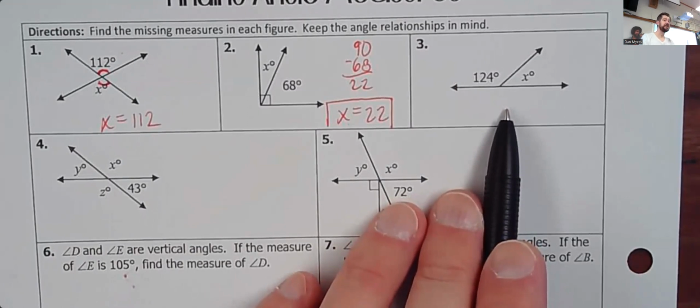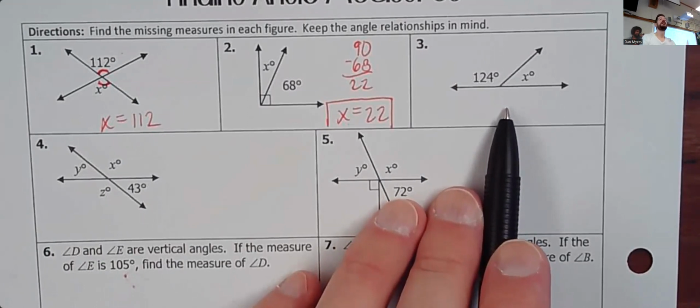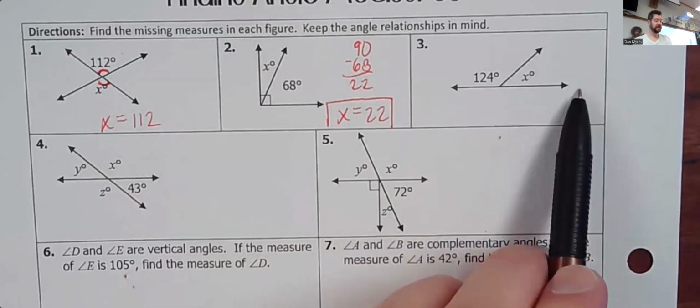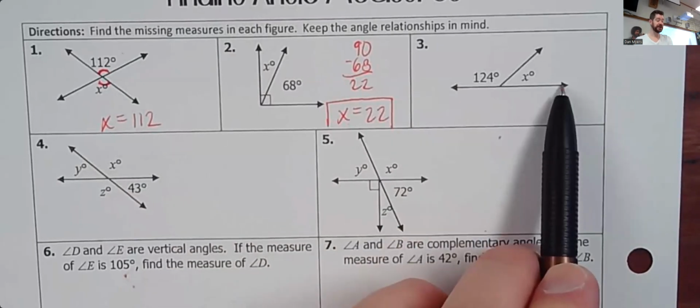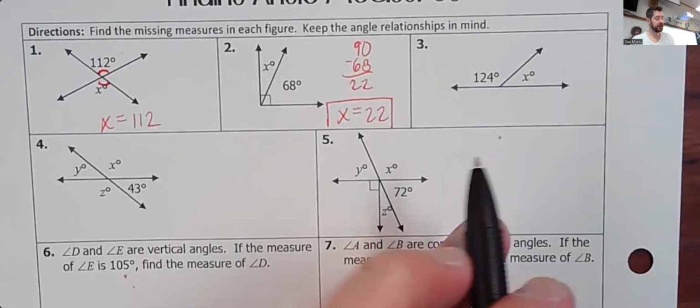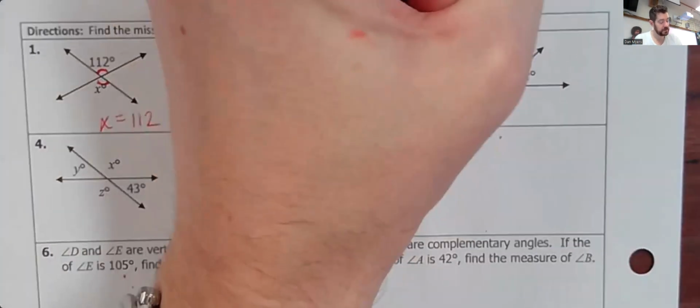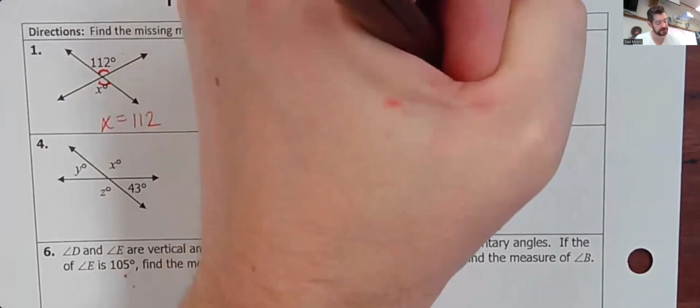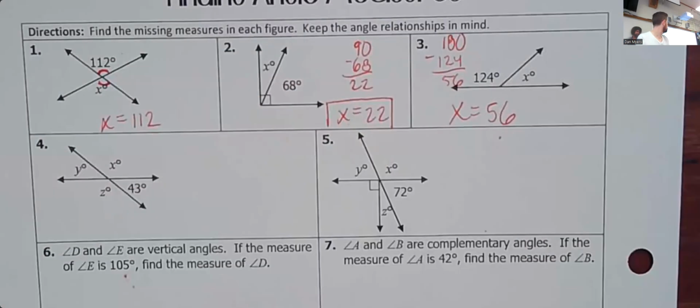56 degrees. Why is that? Yeah, 180 minus 124, because those two are supplementary because they're a linear pair. They add up to make a straight line. Straight lines have 180 degrees. So 180 minus 124 equals 56. So X is equal to 56.